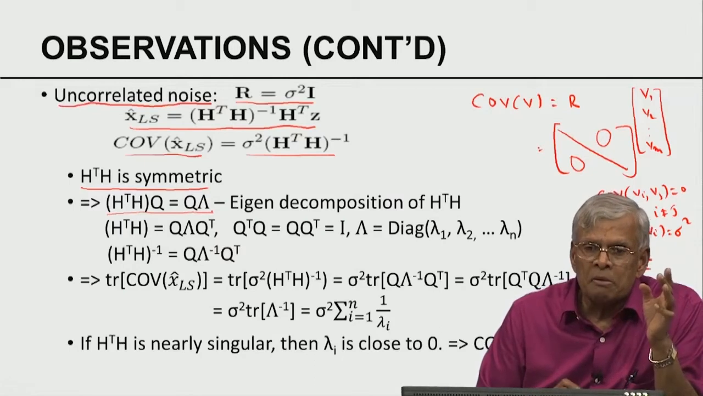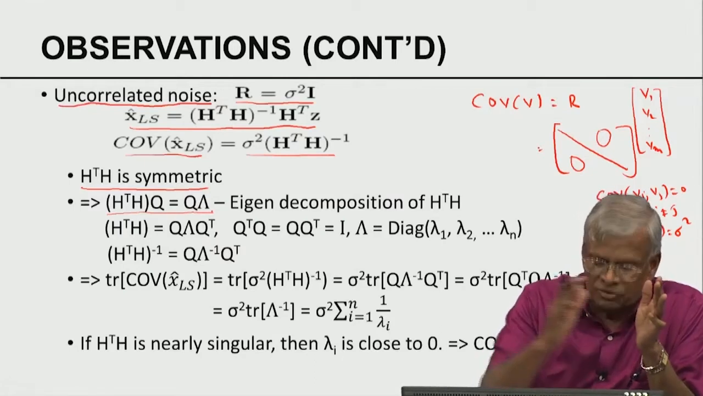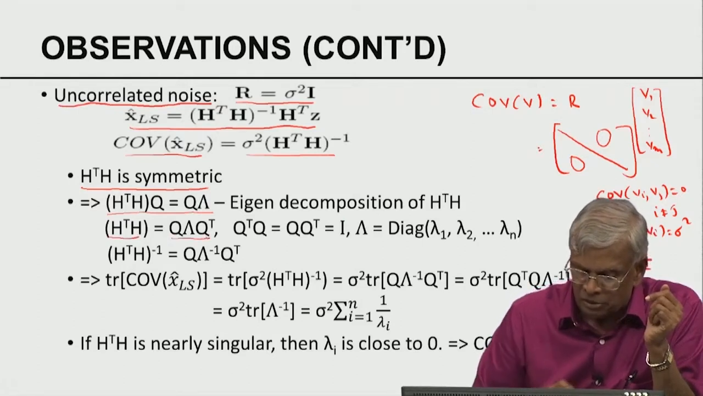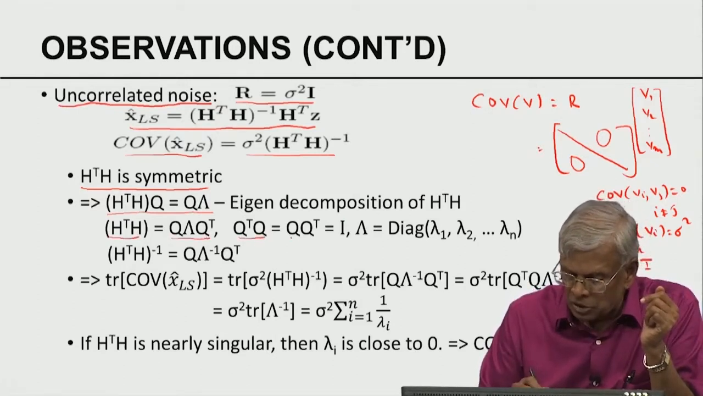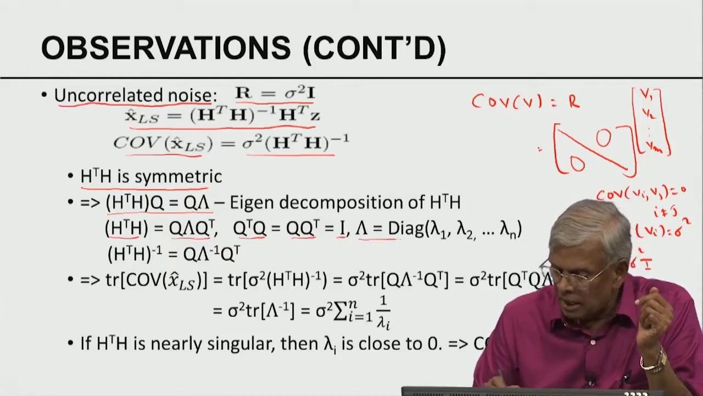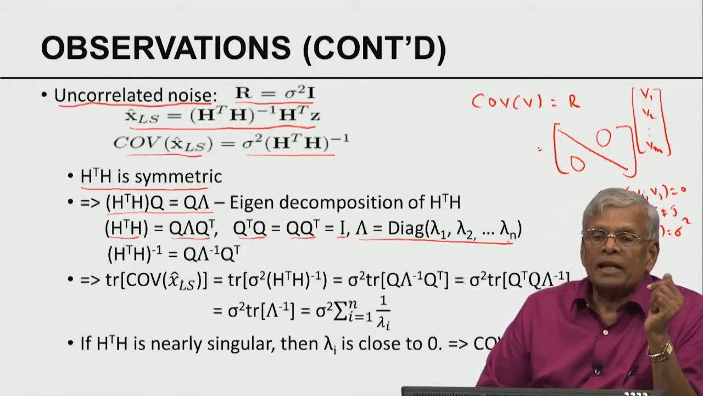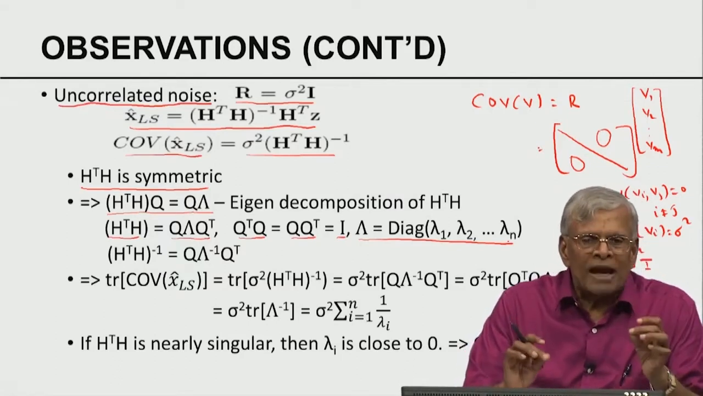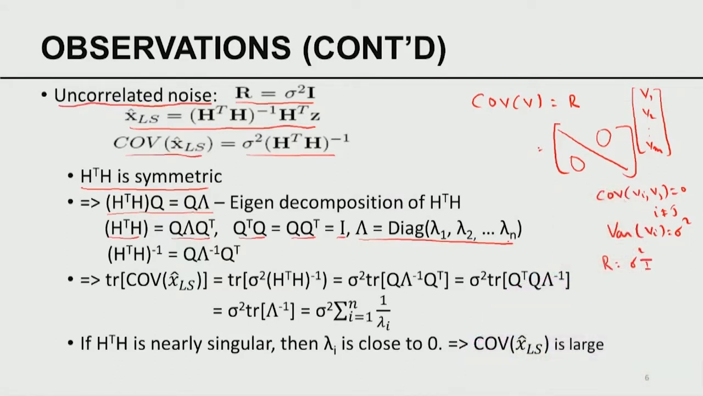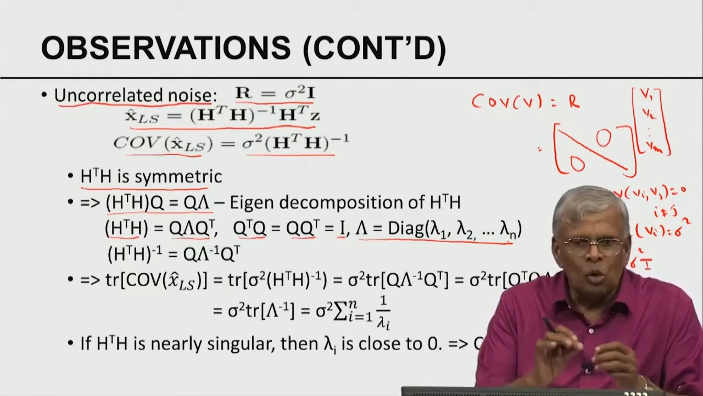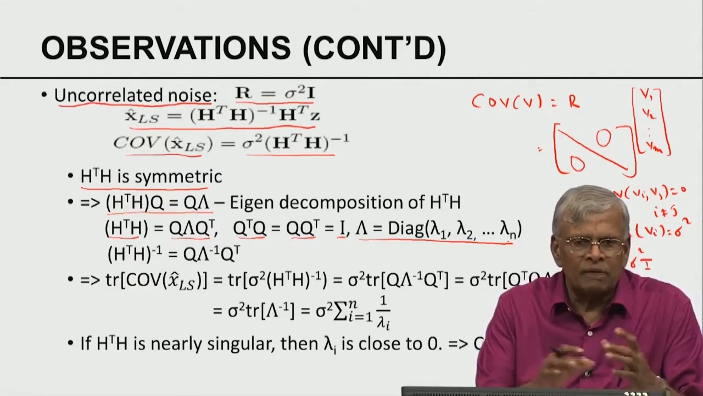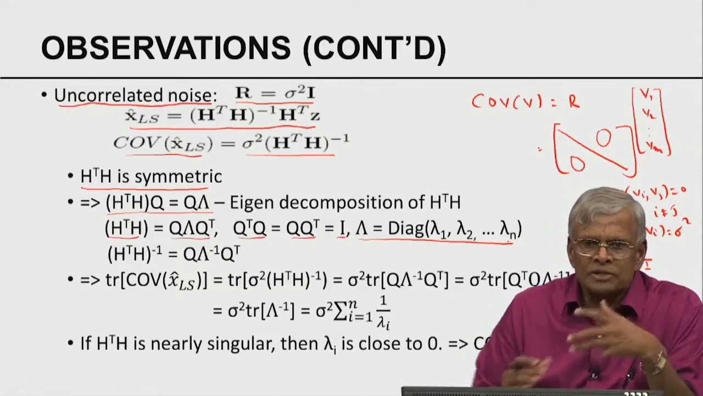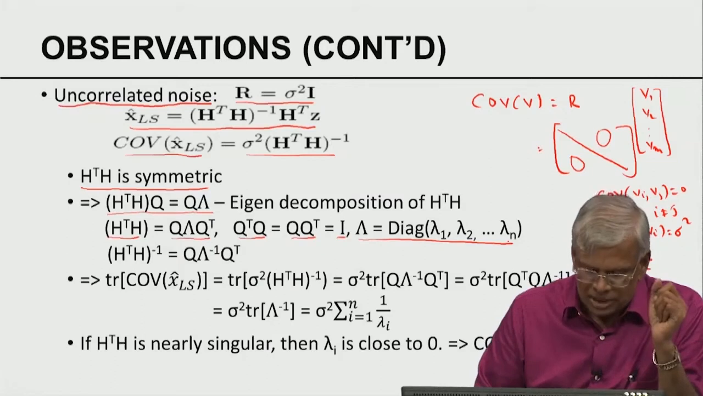Q is the matrix whose columns are the eigenvectors. H transpose H is equal to Q lambda Q transpose. Q transpose Q is I. Lambda is the diagonal matrix with n eigenvalues. I know I am going a little faster, but I am sure we have come across this several times, so I don't want to overly repeat what we have already done. We have come across these things in the context of the discussion of singular value decomposition, and the same ideas come over here because this is the Gramian.